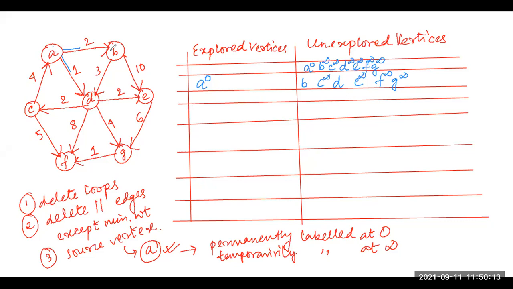So we went from A to B and A to D, 0 + 2 and 0 + 1. So we will write 2 on the B side, via A, and on D we will write 1, via A. This means we can reach B via A with the minimum weight 2. We can reach D via A with the minimum weight 1. Is this clear to you? Yes, ma'am. Now, which is the minimum in this list?